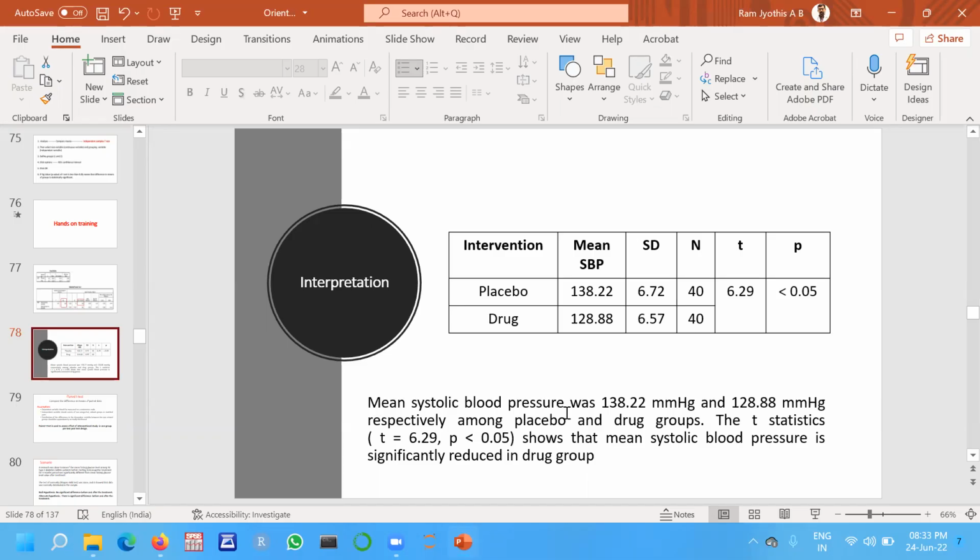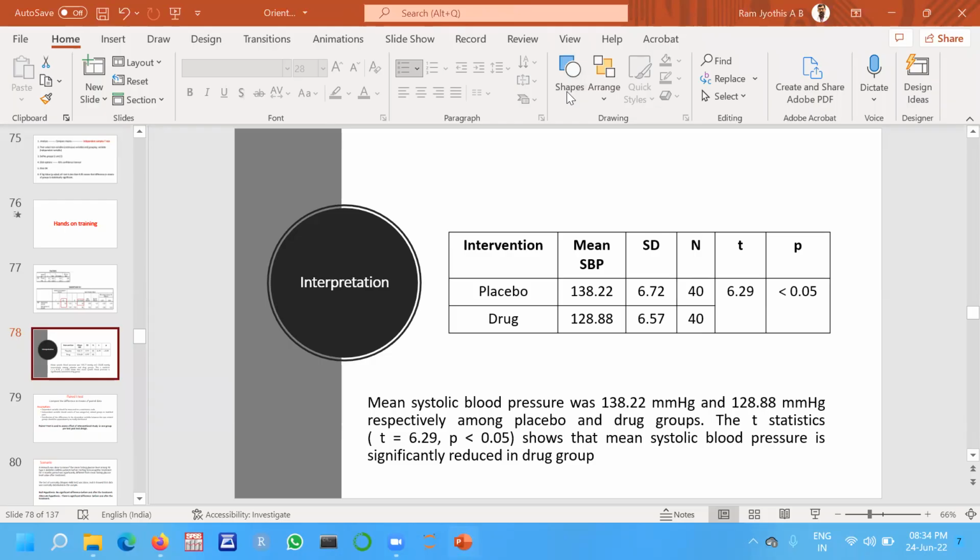Mean systolic blood pressure was 138.22 mmHg and 120.88 mmHg respectively among placebo and drug groups. The t statistic, that is t equal to 6.29 and p less than 0.05, shows that the mean systolic blood pressure is significantly reduced in the drug group. Hope it is clear to you.